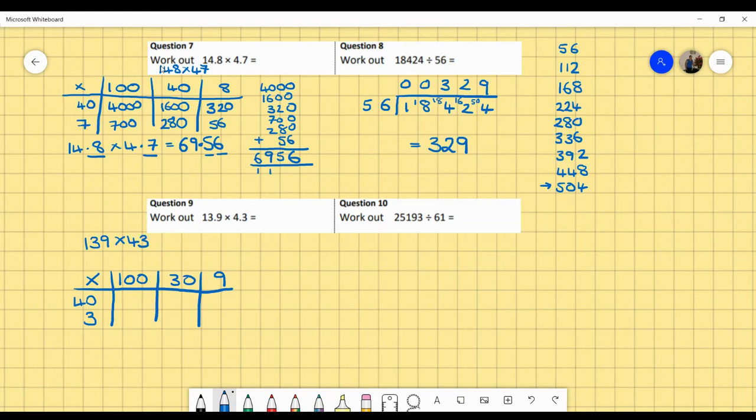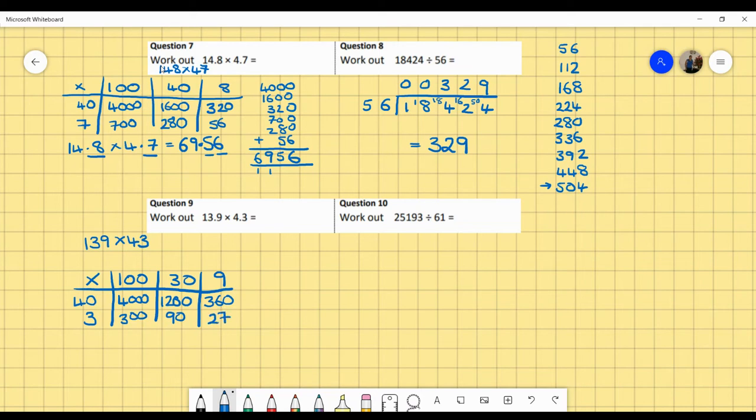So 4 times 100 is 400, so 40 times 100 is 4,000. 4 times 3 is 12, so 4 times 30 is 120, and 40 times 30 is 1,200. And 40 times 9 is 360. 3 times 100 is 300, 3 times 30 is 90, and 3 times 9 is 27.